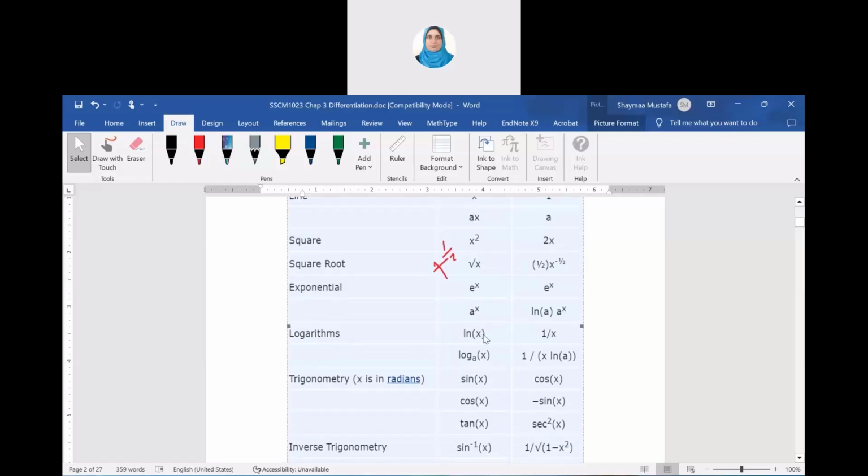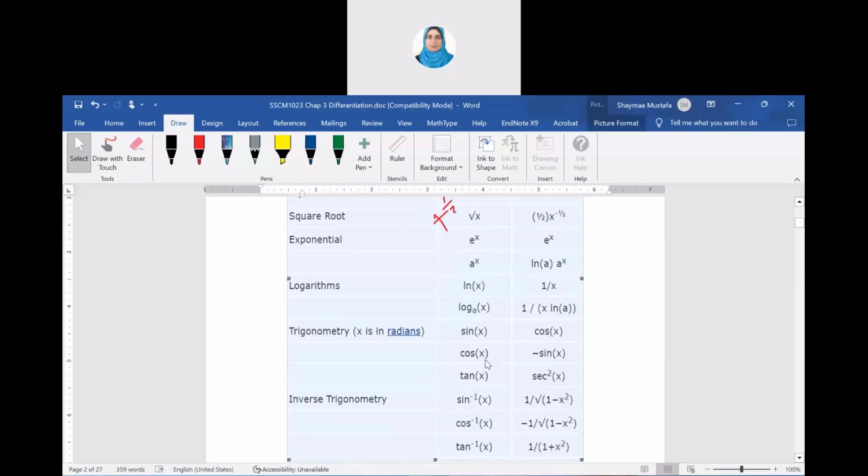Now for ln x, the derivative for ln x is 1 over x. The derivative for logarithm x to the base a is equal to 1 over x divided by ln a. Here we divided by ln e, but because ln e is 1, we didn't write it. So it's just 1 over x. When we change e to another constant a, you need to divide by ln a.